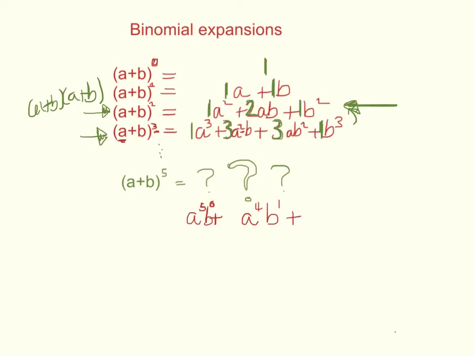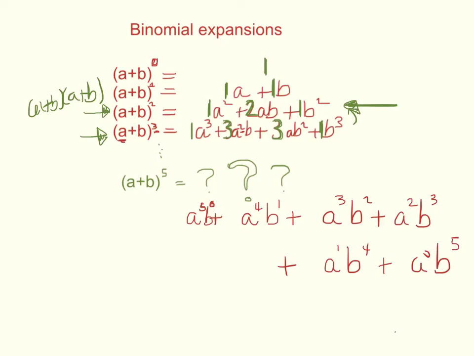Then another gap, because we don't know how to get this, and then let's take one off the power here, and add one to this power, and then a to the 1, b to the 4, and finally a to the 0, b to the 5. So that's us following the pattern that we've learnt here in all of these.